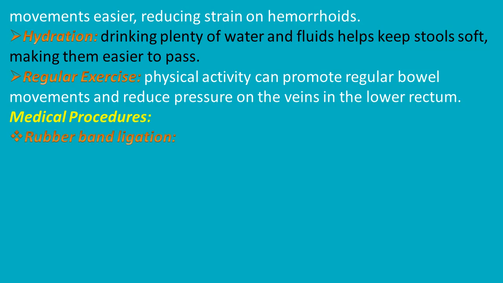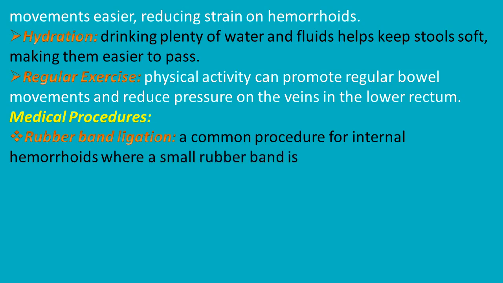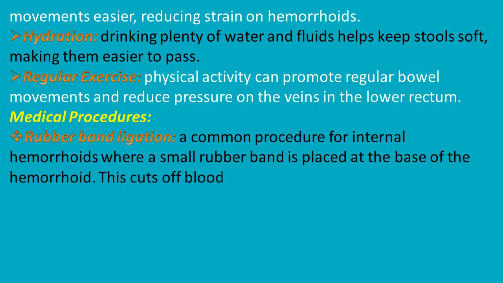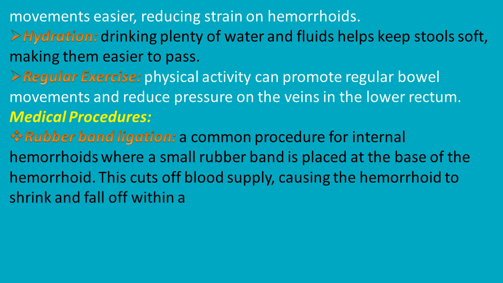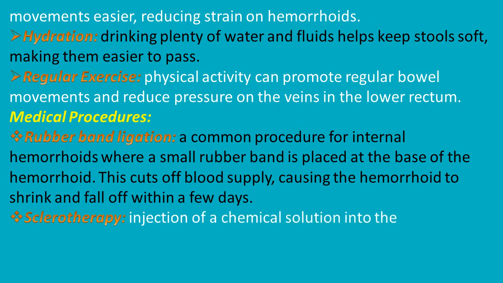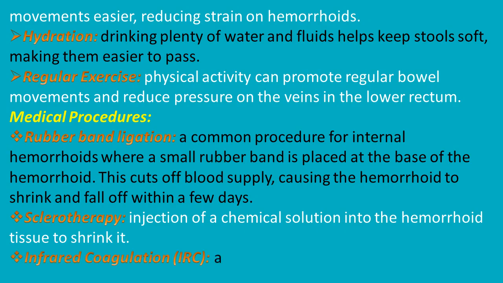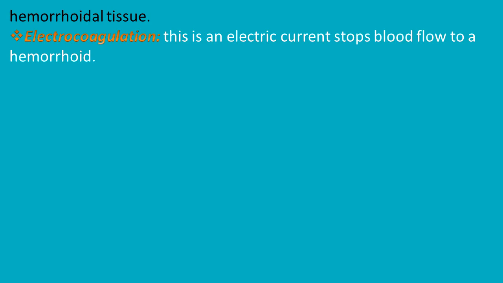Medical procedures. Rubber band ligation: a common procedure for internal hemorrhoids where a small rubber band is placed at the base of the hemorrhoid. This cuts off blood supply, causing the hemorrhoid to shrink and fall off within a few days. Sclerotherapy: injection of a chemical solution into the hemorrhoid tissue to shrink it. Infrared coagulation, IRC: a procedure that uses heat to shrink the hemorrhoidal tissue. Electrocoagulation: an electric current stops blood flow to a hemorrhoid.